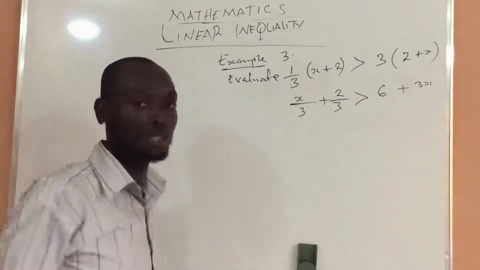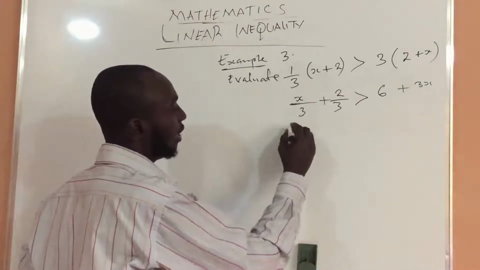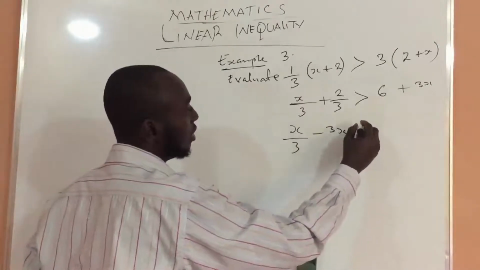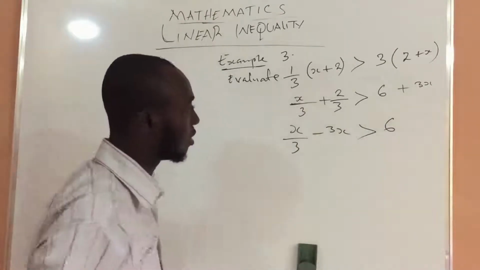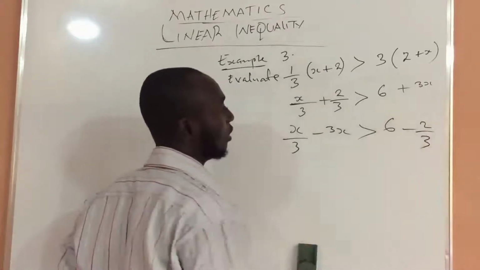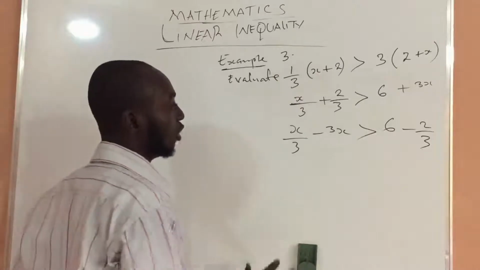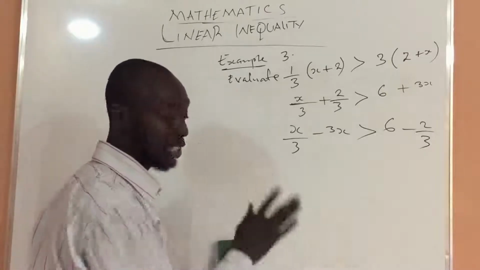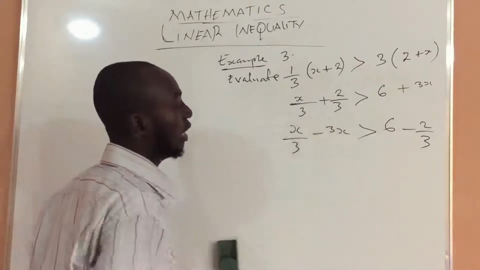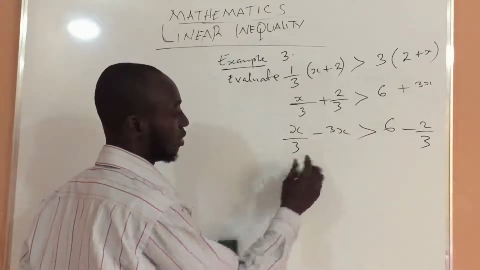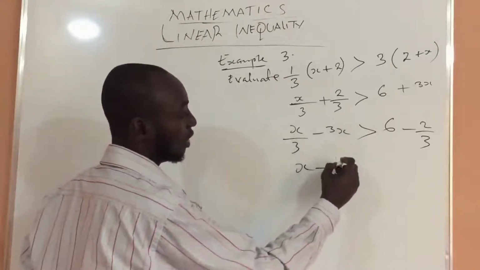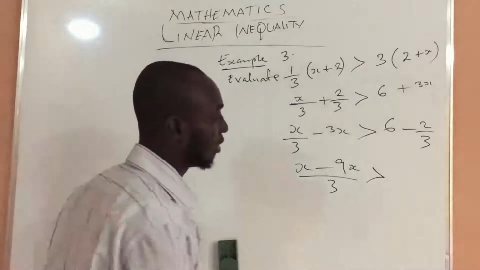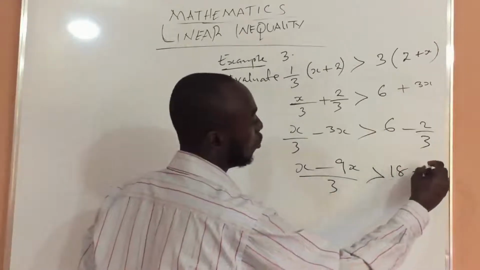What I'm going to do, I'm going to collect like terms. So this is going to give us s over 3. Take this plus 3s to the other side, change to minus 3s is greater than 6 minus 2 over 3. So at this point, what I'm going to do here is to simplify this separately. So to simplify something like this, just say 3 times 3s, that gives us s. 3 times 3, that gives us 9s over 3 is greater than 3 times 6, that gives us 18. 18 minus 2 over 3.